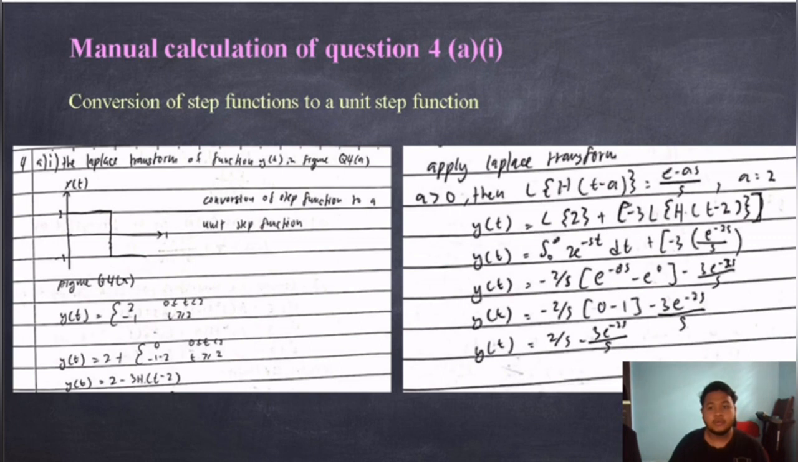I will explain the manual calculation for question 4. For question 4A1, it is basically a conversion of a step function to a unit step function. First, we analyze the graph and generate the equation. We use the conversion formula for this equation as shown in the slide. After that, we apply Laplace transforms, and the final answer is 2 over s minus 3e to the power of negative 2s over s.